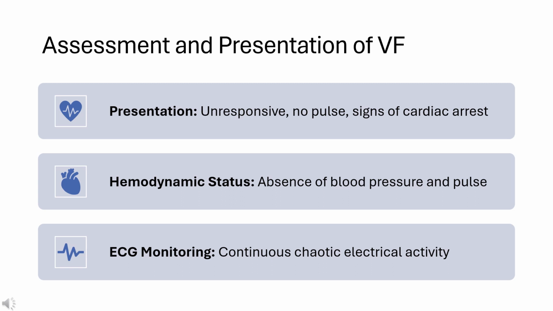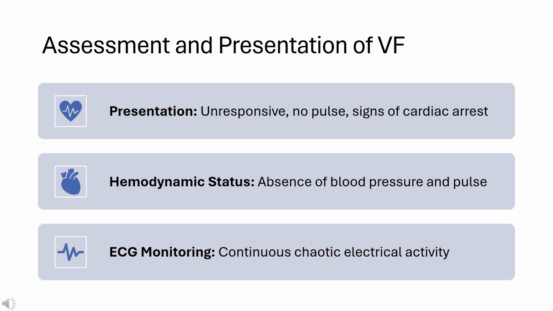Let's take a look at the assessment and presentation of VFib. Patients in VFib are typically unresponsive. This is due to the sudden loss of cardiac output, which leads to inadequate blood flow to the brain, causing rapid loss of consciousness. Upon approaching the patient, you'll note that they do not respond to verbal commands or physical stimuli. In VFib, the heart's ventricles quiver ineffectively, preventing the generation of a palpable pulse. The absence of a pulse is a critical indicator of cardiac arrest.